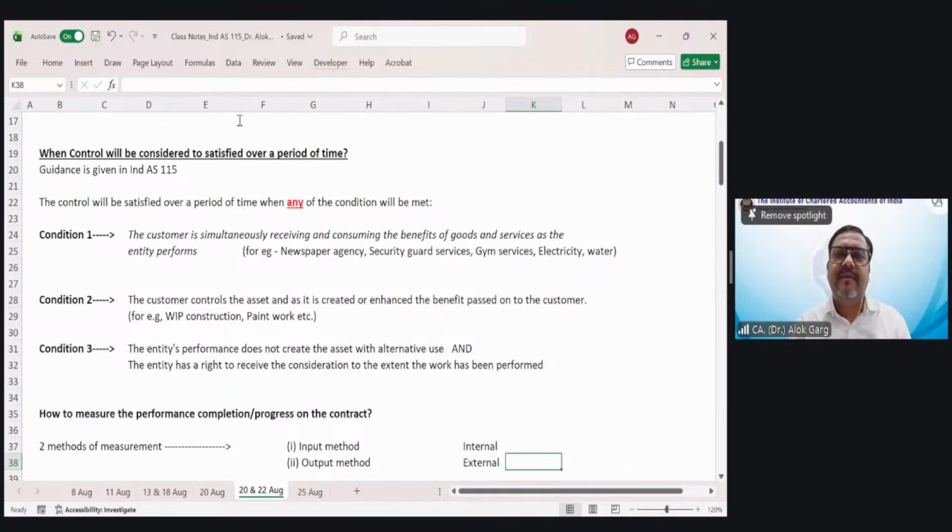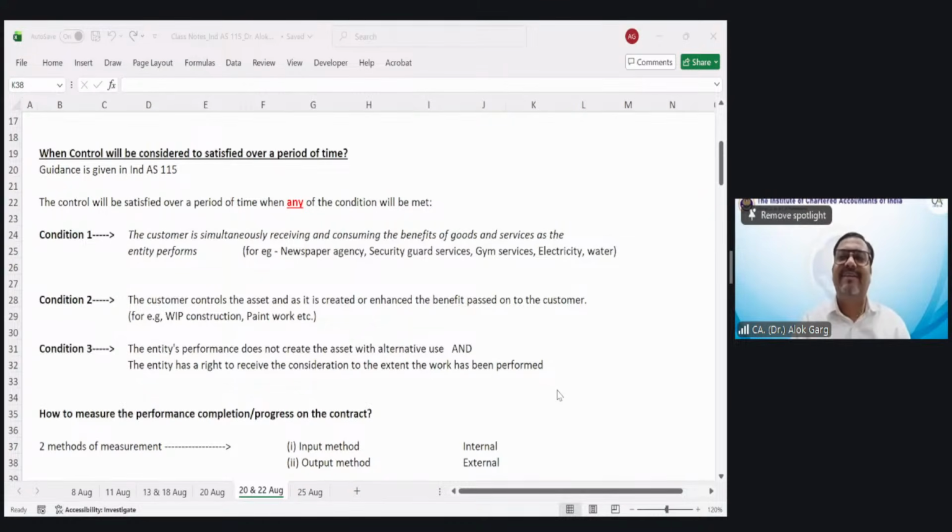Rachit, Ravinder, Sai Kiran, Parivesh, if any of the conditions is not met, then what will happen? Will we not recognize revenue, or will we recognize it? And if we do, how will we recognize it? If any of the conditions is not met, then revenue has to be recognized at a point in time.